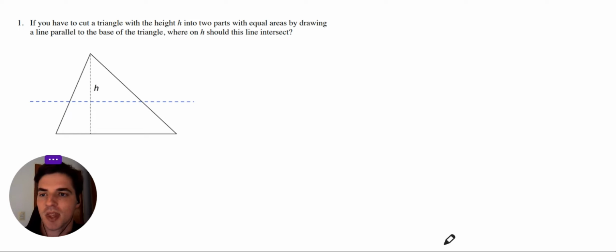Here we've got a problem. You have to cut a triangle with a height h into two parts with equal areas by drawing a line parallel to the base of the triangle. Where on h should this line intersect? Obviously, it's not going to be all the way at the bottom or all the way at the top. We need this to have equal areas.